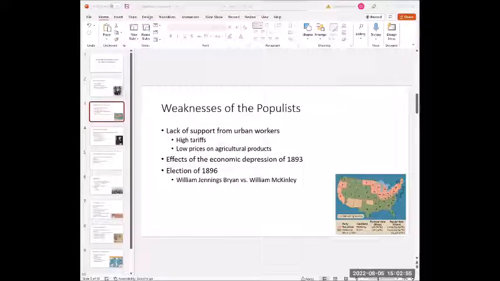So yes, the populists were trying to bring about a level of equality with their policies, right? They wanted equality for workers. They wanted equality for small farmers. And they did have some success on the local level and even statewide level in terms of electing officials. But as far as gaining the presidency, they were unsuccessful in the election of 1896.